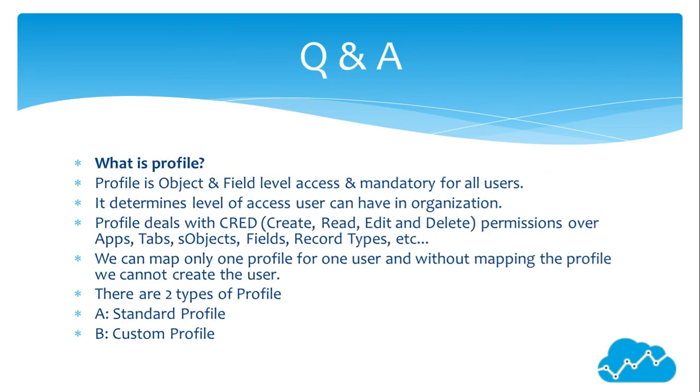What is a profile? A profile is object and field level access and is mandatory for all users. It determines the level of access a user can have in the organization. Profile deals with CRUD, create, read, edit and delete, permissions over apps, tabs, objects, fields, record types, etc. We can map only one profile to one user, and without mapping a profile, we cannot create the user. There are two types of profile: standard profile and custom profile.